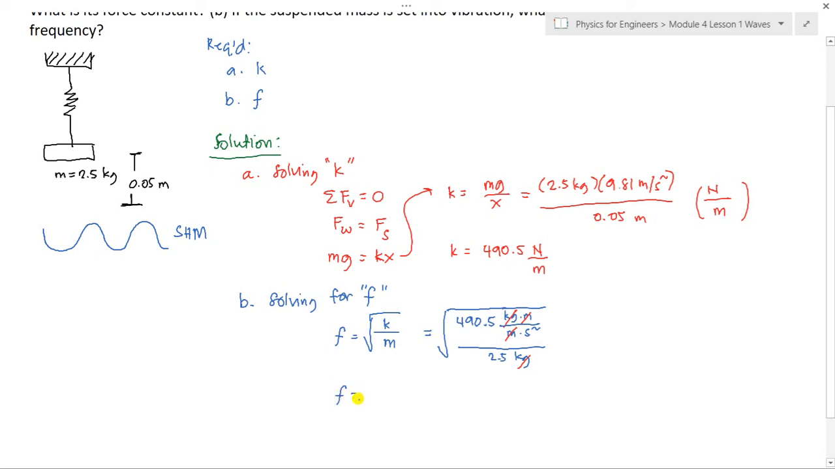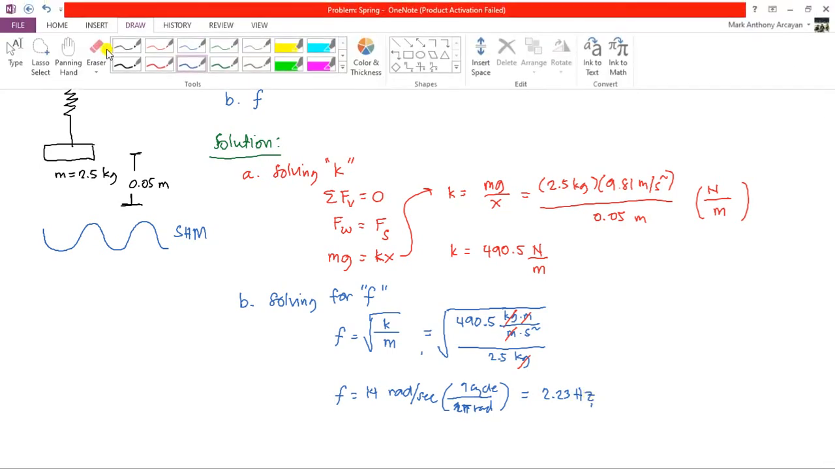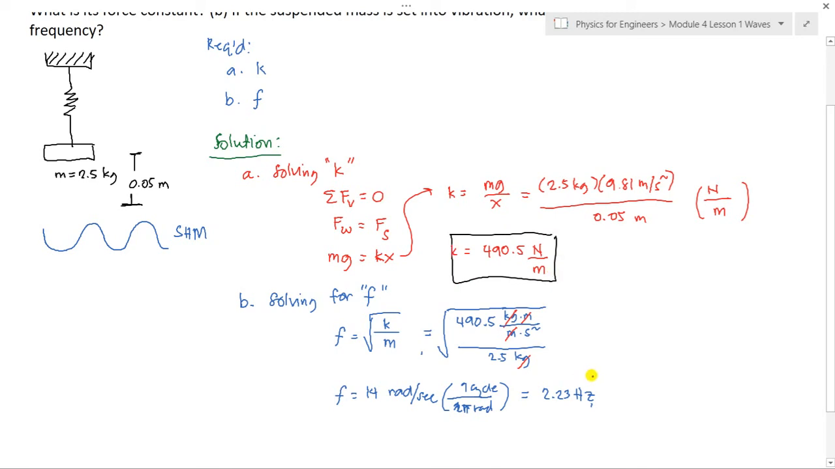So we have F is equal to the square root of 490.5 divided by 2.5. The answer here is almost 14. That is 14 radians per second. If we're going to convert this into cycles, we all know that 2 pi radian is 1 cycle. So divide by 2 pi. The result is 2.23. So that is 2.23 hertz. So you can have either radians or hertz. So the answer for the second is 2.23 hertz.